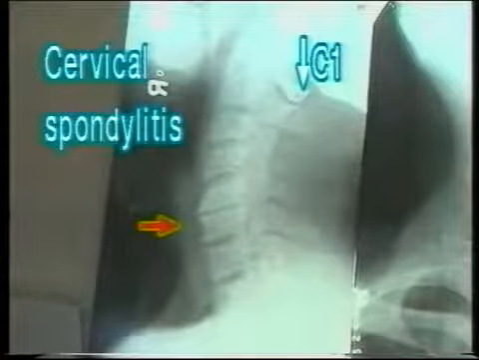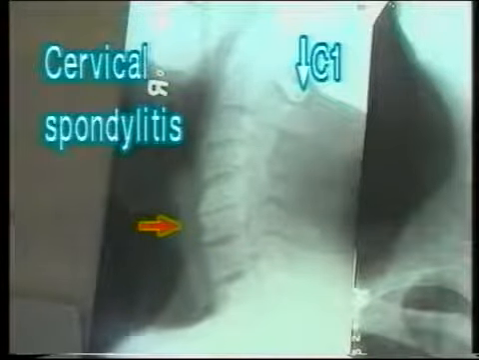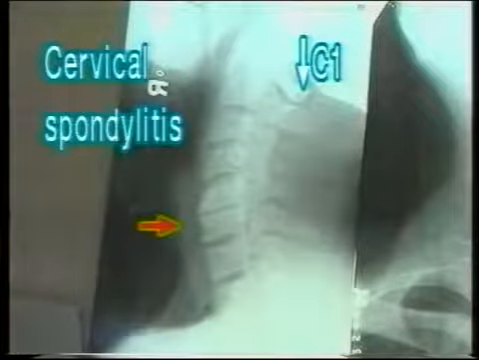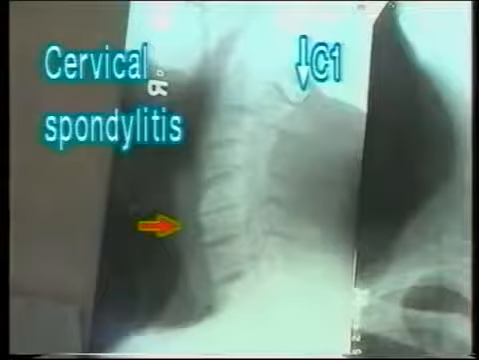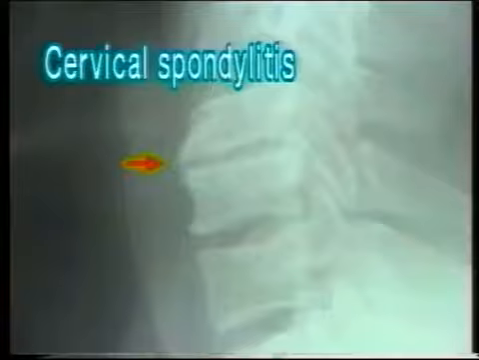Now note the red arrow pointing to the space between the fifth and the sixth cervical vertebra. The reduction in the joint space compared to the other intervertebral spaces is the first hallmark of cervical spondylitis. Now note the small osteophytes of the vertebral bodies at the same site anteriorly. Osteophyte formation is the second feature. Such osteophytes posteriorly will compress on the nerve roots and give rise to radiating shooting pains. This is cervical spondylitis.